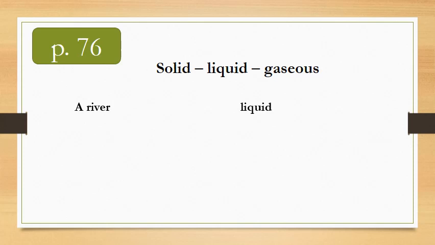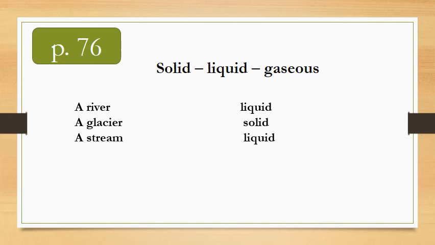Let's start from the beginning. A river is liquid because it's moving. The second one is a glacier. It's solid, as we mentioned. A glacier comes from fallen snow. So the snow is there, together, and it gives us a really big iceberg. So it's solid, it doesn't move.